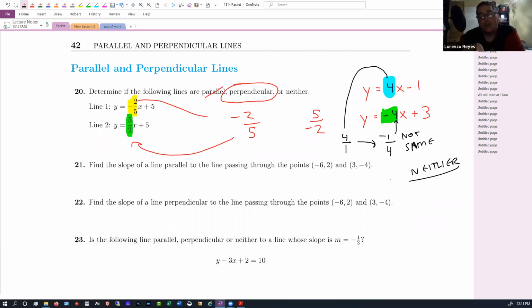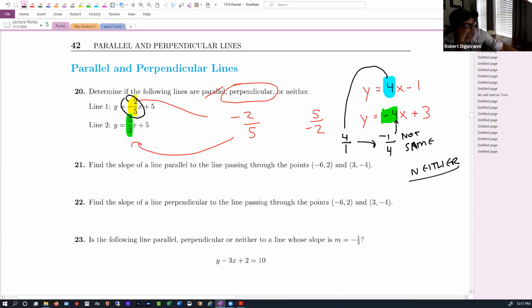Why was number 20 right here? When you flipped it over, it was +5/2. So I took this slope, -2/5, I flipped it, and then I changed the sign.